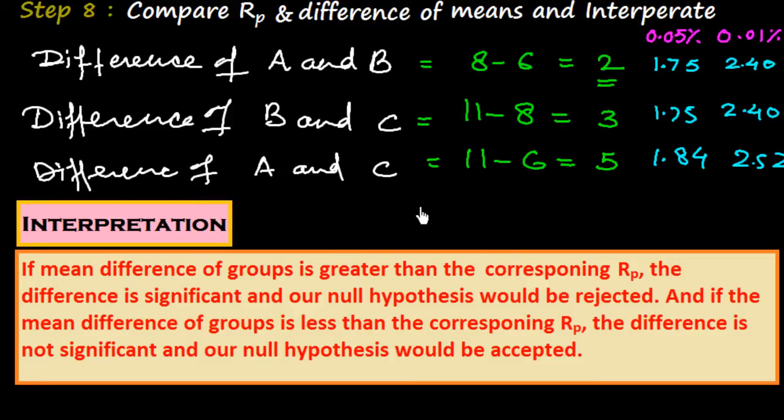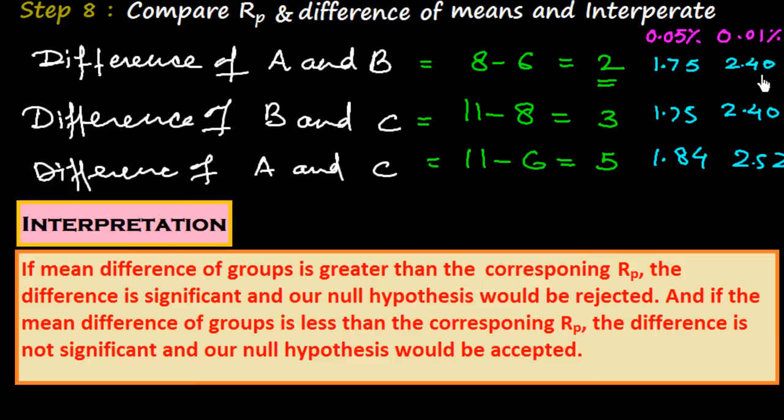Now how do we interpret this? So I explain to you. If the mean difference of the groups is greater than the corresponding RP, then there is a significant difference, and our null hypothesis is rejected. So at 5% for A and B group, there is a significant difference because the mean difference of 2 is greater than 1.75. So our hypothesis is rejected at 5% for group A and B.